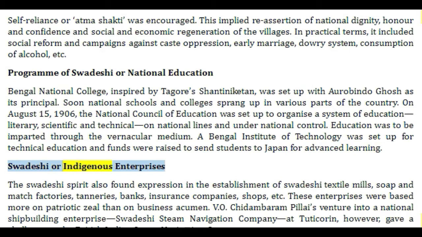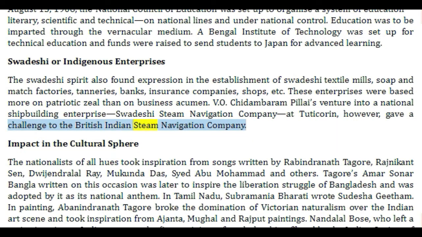Swadeshi or indigenous enterprises. The Swadeshi spirit also found expression in the establishment of Swadeshi textile mills, soap and match factories, tanneries, banks, insurance companies, shops, etc. These enterprises were based more on patriotic zeal than on business acumen. V.O. Chidambaram Pillai's venture into a national shipbuilding enterprise, Swadeshi Steam Navigation Company, at Tuticorin, however, gave a challenge to the British Indian Steam Navigation Company.